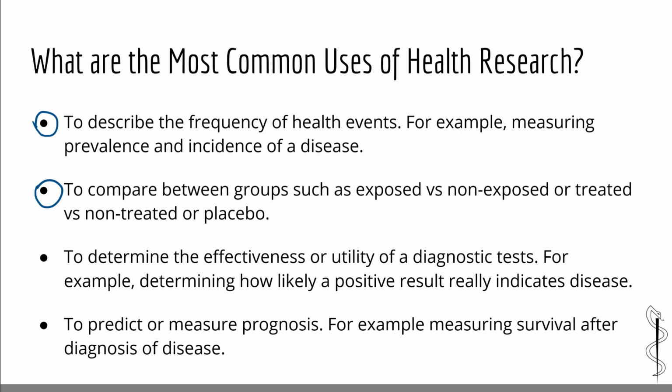Health research can be used to answer questions about the effect of exposure, such as a risk factor or a medication. It can also be used to answer questions about the effectiveness and appropriateness of a diagnostic test, such as the likelihood that a positive result really indicates a presence of disease. It can also be used to answer questions about prognosis, such as survival after a cancer diagnosis.